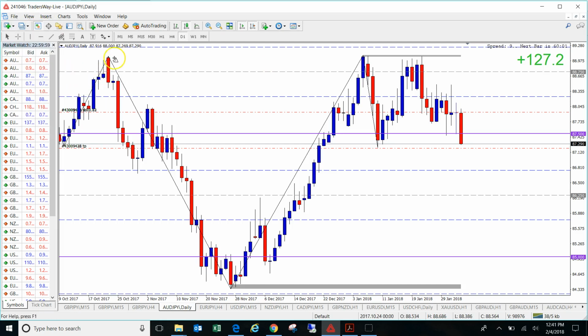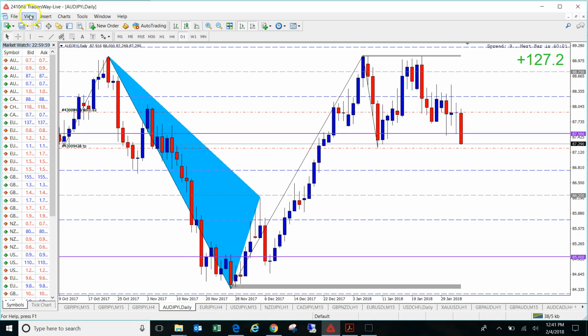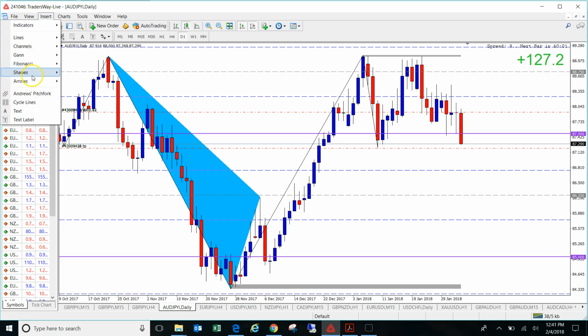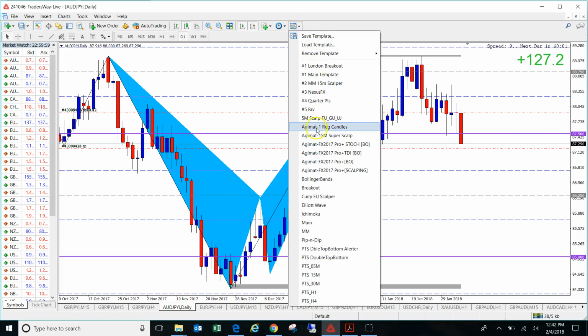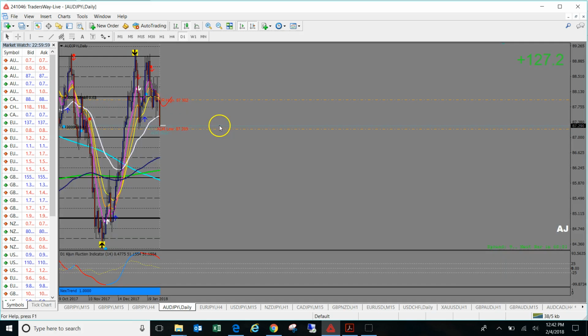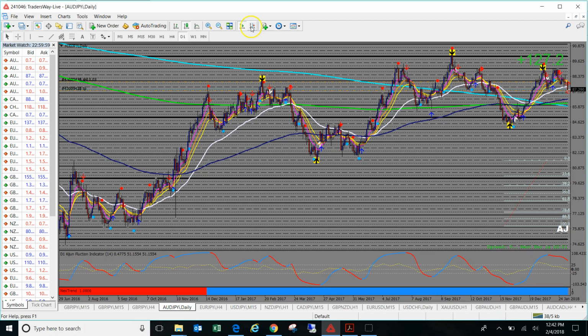I can just show you guys. I'll go over this in the next video, because MT4 doesn't have the harmonic tool on there. I wish it did, but there's a way you can still draw harmonics on MT4. I'll make a video for that next time. Right now, let's just go back over to the Agimat and spread that out.